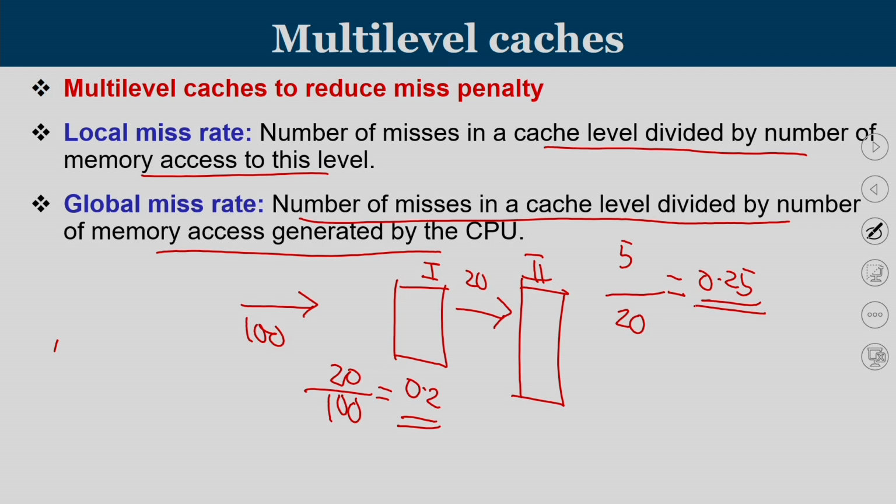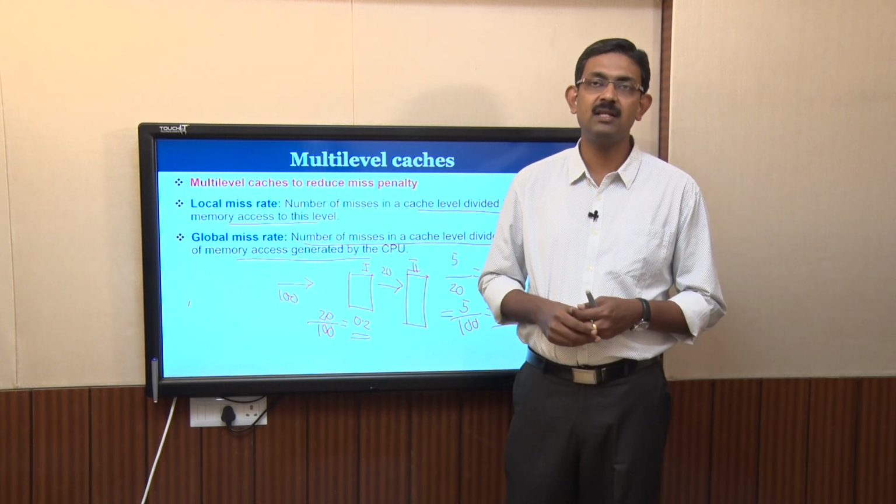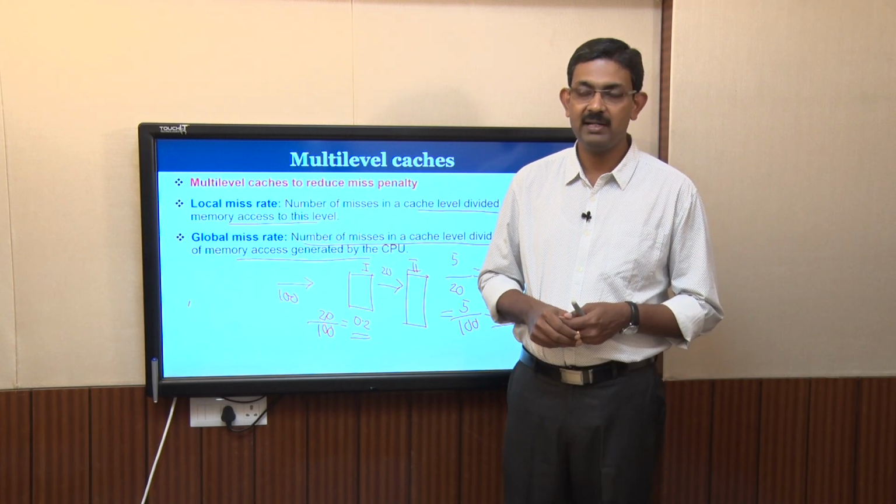Now global miss rate of L2 means I am missing 5 in L2 from among 100 accesses that the CPU has given, leading to my global miss rate of 0.05. So global miss rate and local miss rate are both needed in order to appreciate the significant improvement we get from multi-level caches.